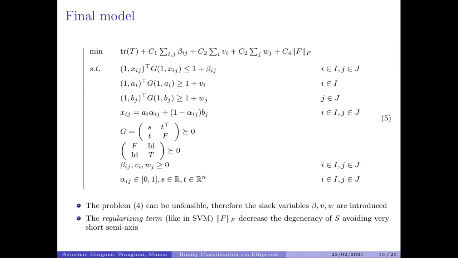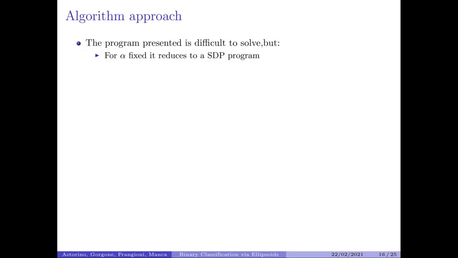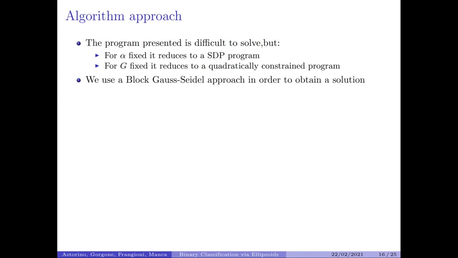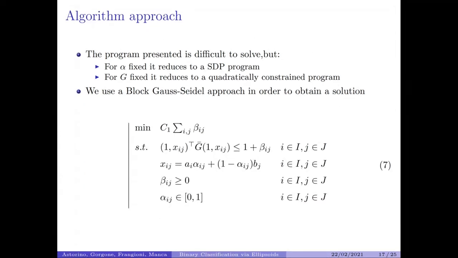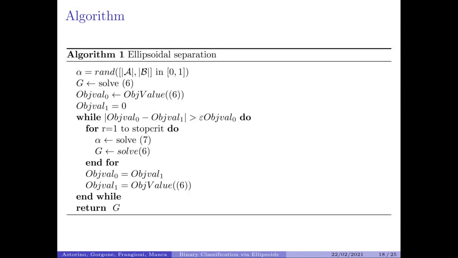Still, this was a bit difficult to solve, but we realized that if we fixed the variable alpha, the program reduces to an SDP program. And on the other end, if we fix the variable G, the program reduces to a quadratically constrained program. Therefore, we thought about using a block Gauss-Seidel approach in order to solve the program, which iteratively solves the SDP program in the variable G. And once a solution of this is obtained, we solve the quadratically constrained program in alpha, where G bar is the solution of the previous program.